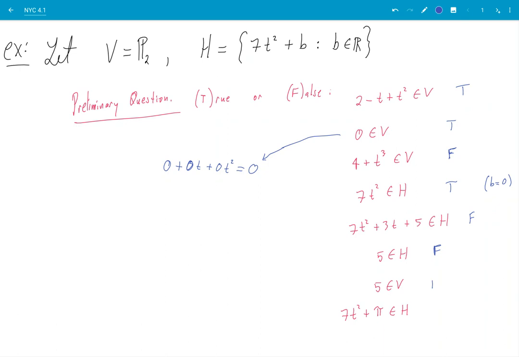Is 5 in V? Yeah, 5 is equal to 5 plus 0t plus 0t squared. Okay, so 5 is indeed a polynomial of degree at most 2. And this last one is true as well, because this is 7t squared plus b, where b is pi in this case.